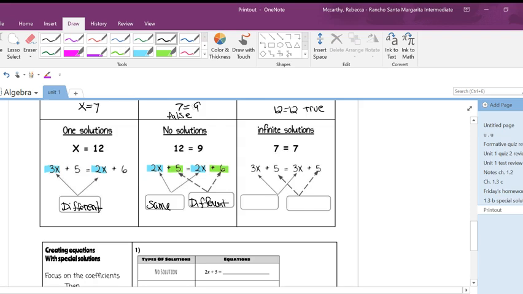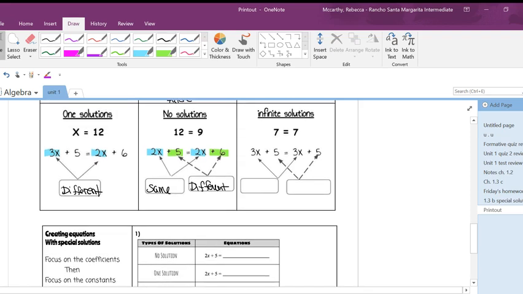Sorry about my writing, I'm trying to rush through this. When I have infinite solutions, my variables go away and I get something like this, and that's a true statement. What I'm looking at is when I look at those coefficients, they will be the same. So I'm going to write those are the same. And my constants are the same. Everything goes away. And I get a true statement, and that is also the same.